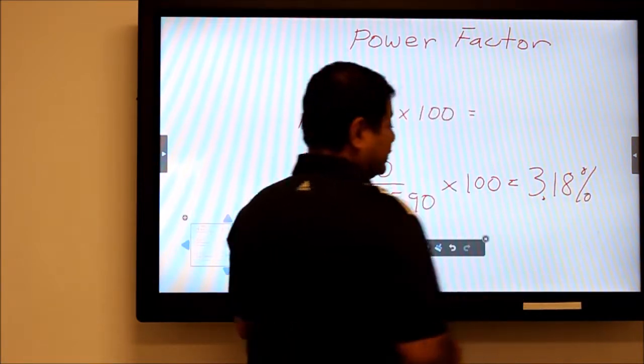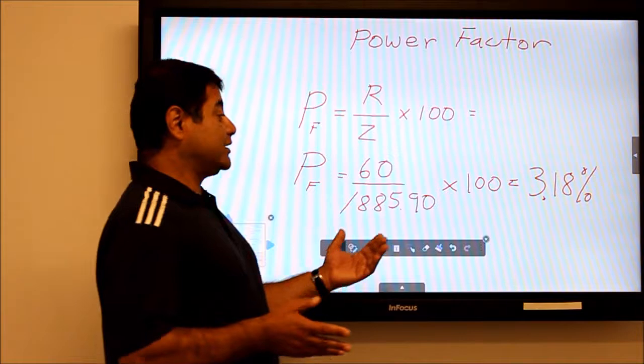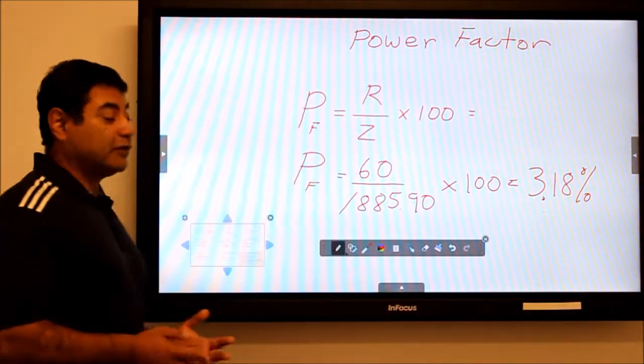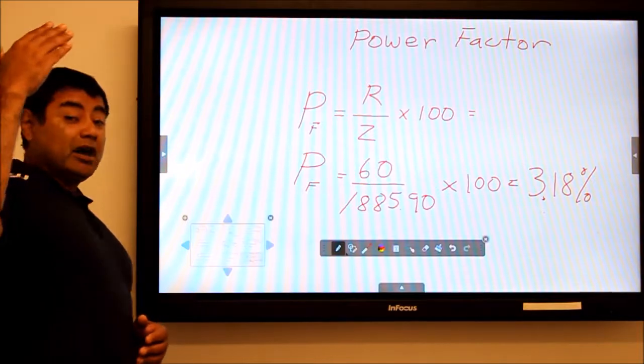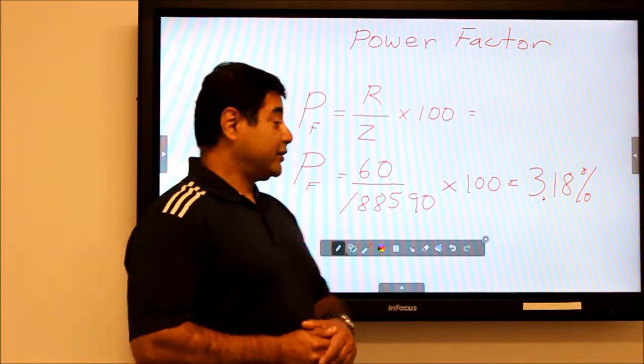3.18%, this circuit is not very good. Obviously, it's not very efficient. At 3.18, the power factor is not very good. You want something that's up in the upper 90s in terms of percentage. So 3% actually is not very good.